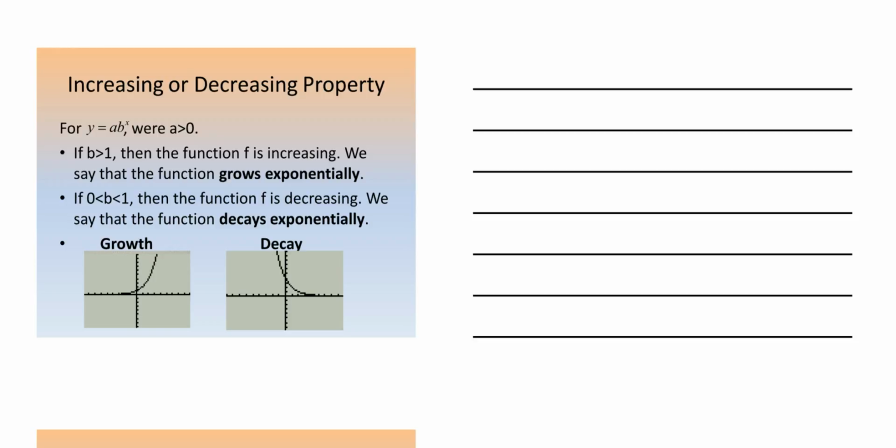If, on the other hand, the b value is between 0 and 1, or in other words, 0 is less than b, which is less than 1, then the function f is decreasing. We say that the function decays exponentially. So there's a graph of exponential decay. You may have seen previous graphs of this.